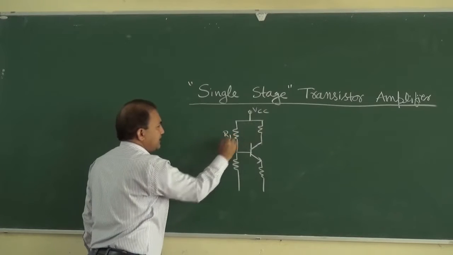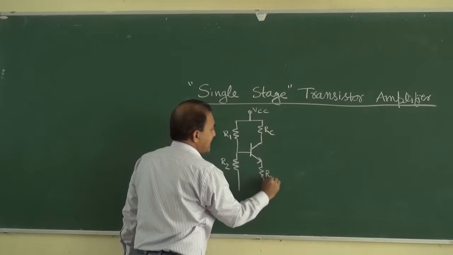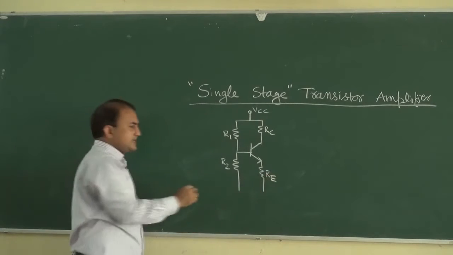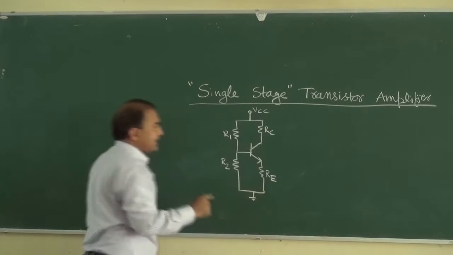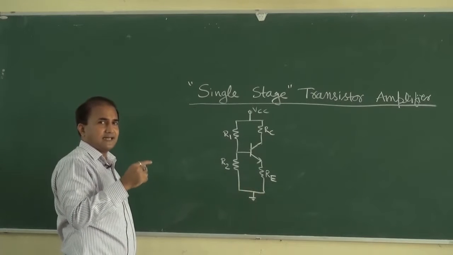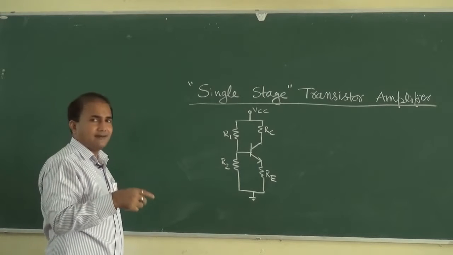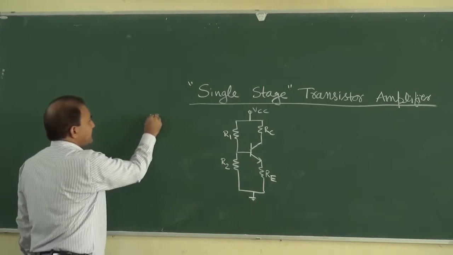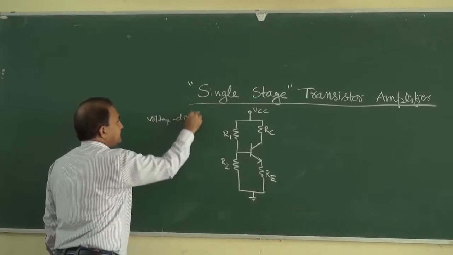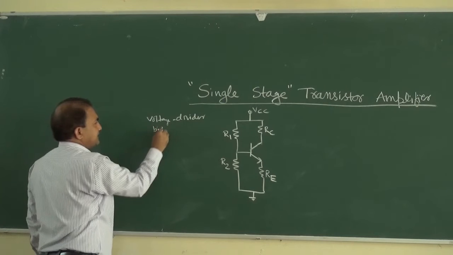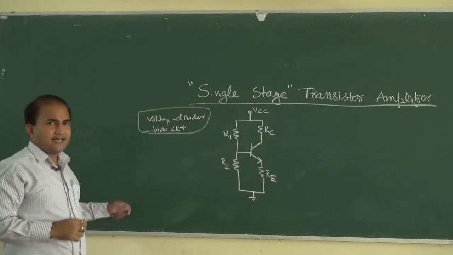This is R1, this is R2, and this is RC, and this is RE. Okay, so this is a biasing circuit. Which type of biasing circuit? It is voltage divider biasing circuit. In almost all the transistor amplifiers, we are generally using voltage divider biasing. Okay, why are we using voltage divider bias circuit?